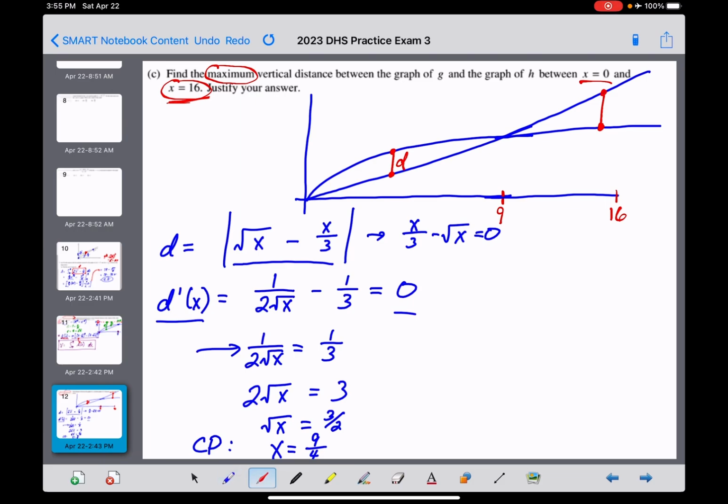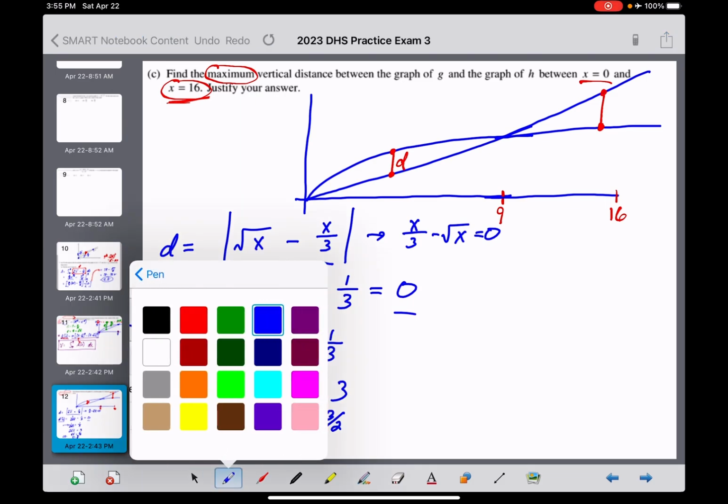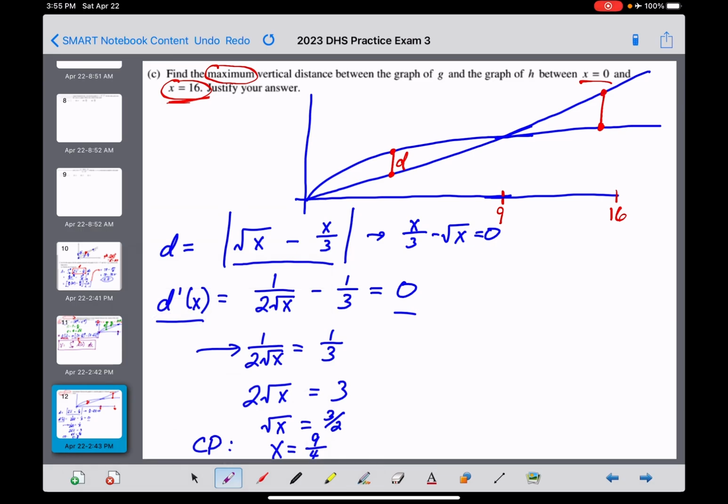So now, where are we? I'm going to switch colors on you here, guys. We have identified our two endpoints of this interval, 0 and 16, and our one and only critical point here. So what we need to do now is evaluate this d function here at 0. We need to evaluate d at the critical point of 9/4, and we need to evaluate d at the right endpoint, which is 16. That was supposed to be a parenthesis. Okay, so come on. There we go.